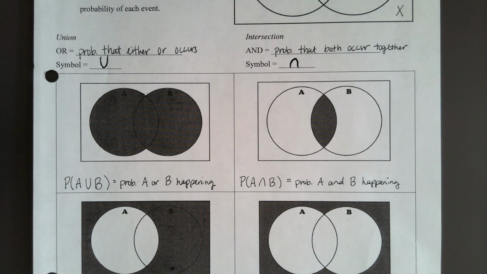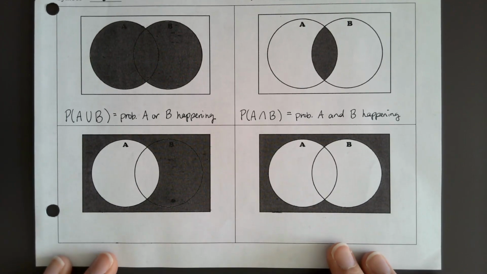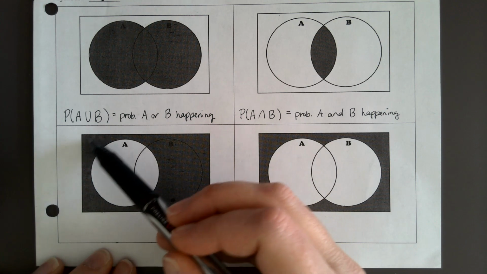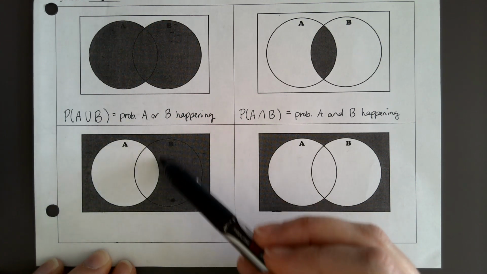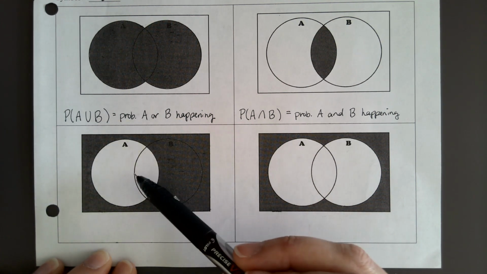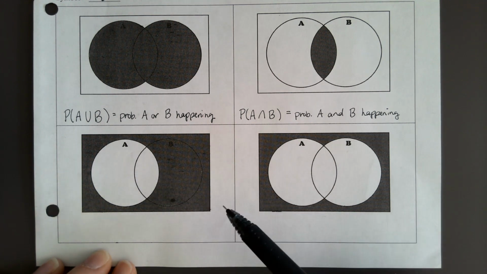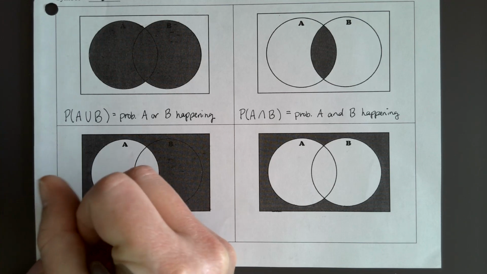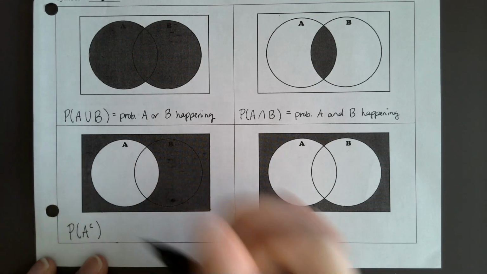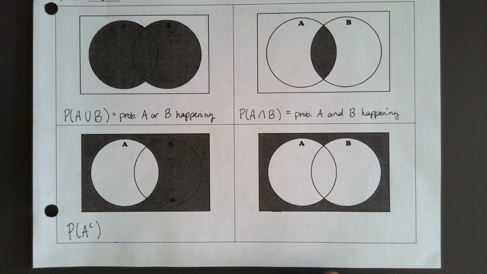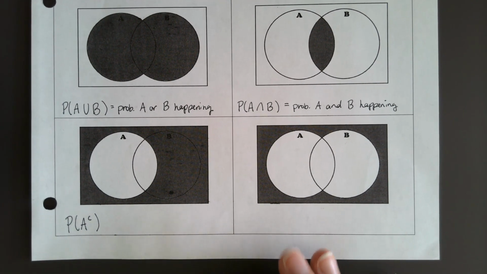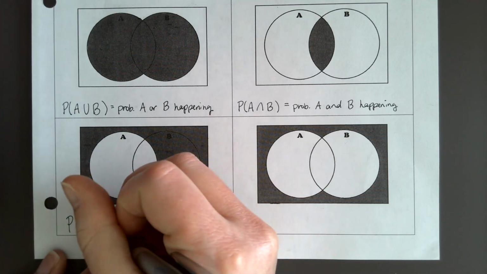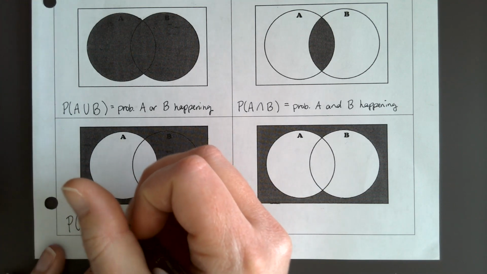Let's take a look at a few more. So notice here we have our entire box shaded except for A. So everything is shaded except for A. So this is our probability that A is not occurring, because everything is shaded but A. So this is our complement. We have our A complement. Remember we talked about complement and the basic probability where we have our whole sample space minus the probability of A happening. So this is the probability of A not happening.